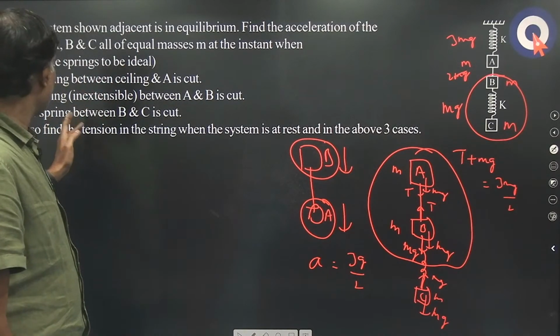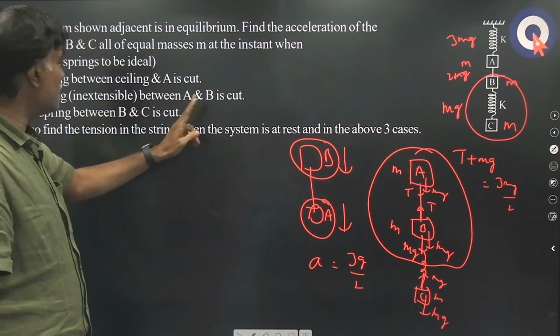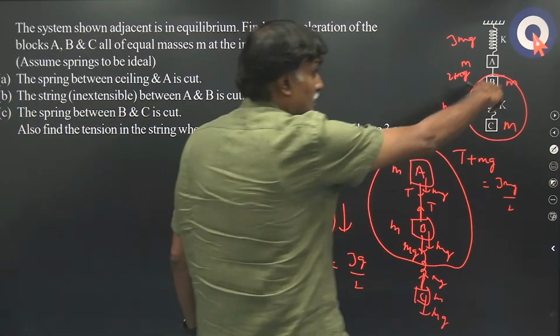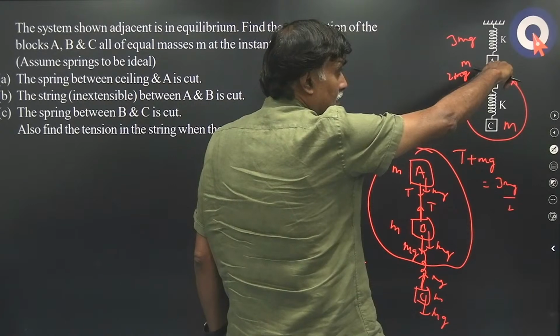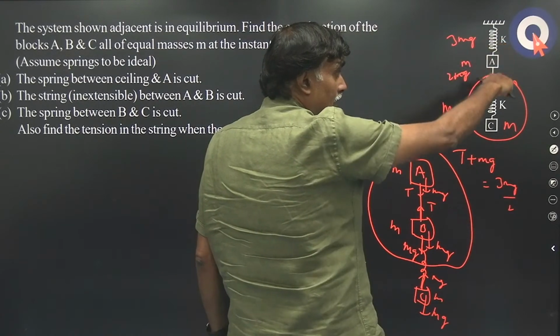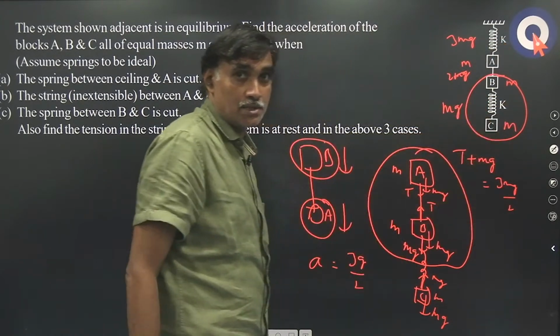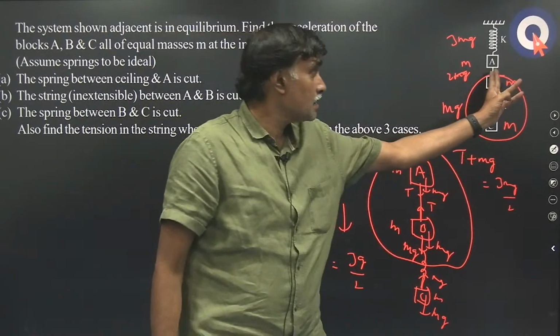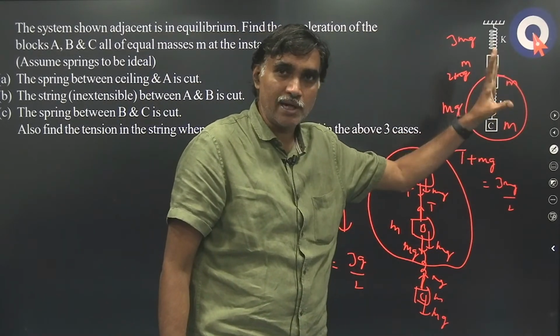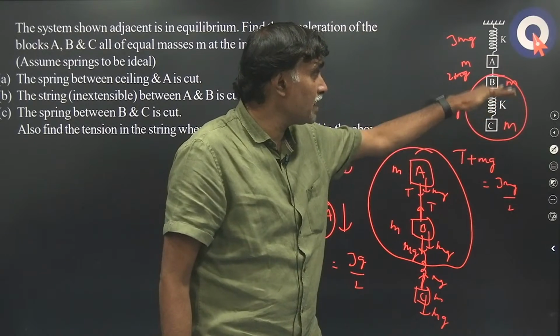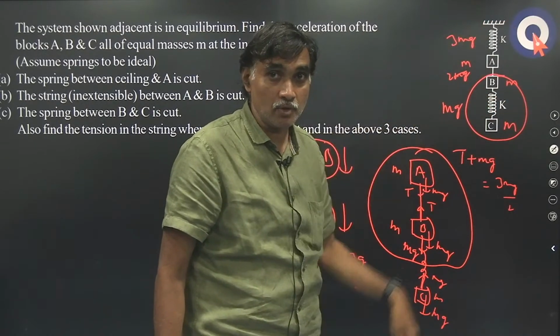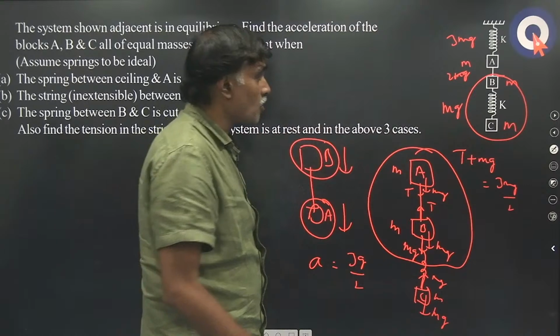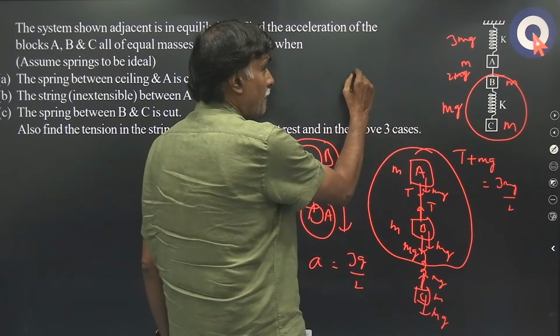Now next bit, the string between A and B is cut. Immediately after this is cut, the tension in this spring and the tension in this spring do not change. This is cut, so tension in this string becomes 0 immediately, it becomes loose. But tension in this spring and tension in this spring do not change. Okay. So if I consider block A now, what are the forces acting on block A?